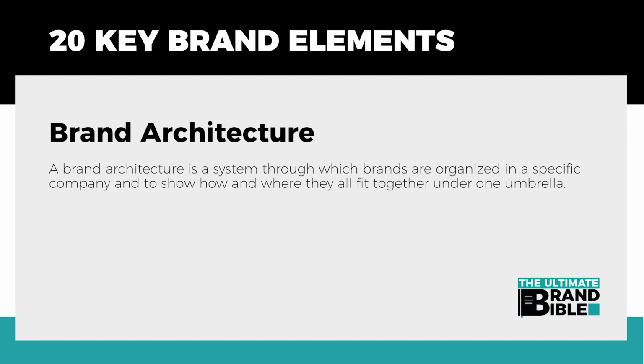Now, brand architecture is a system through which brands are organized in a specific company and to show how they all fit together under one umbrella. Four main types of brand architecture models, which is the branded house, house of brands, sub-brands, and endorsed brands. The fifth one I sometimes include is the hybrid brand model, which is if it's just all over the place. It doesn't really fit into any of those, then you just mix and match as you go along. But be sure to check that out.